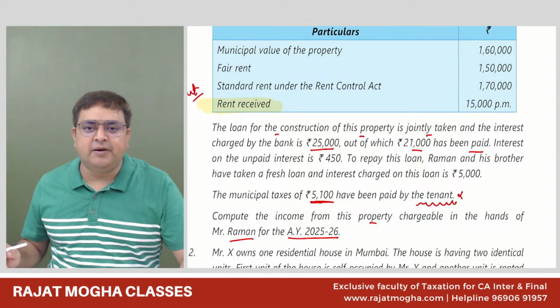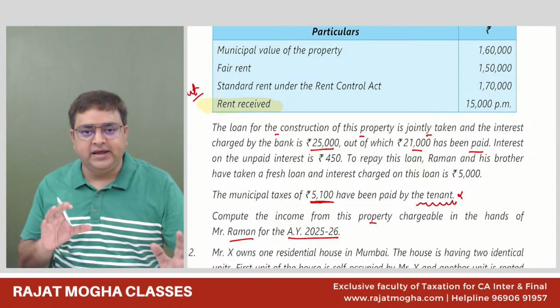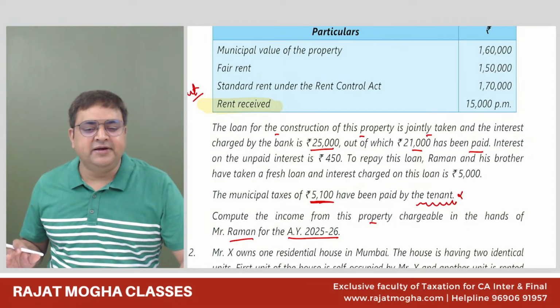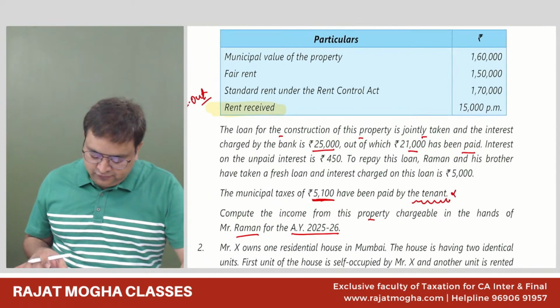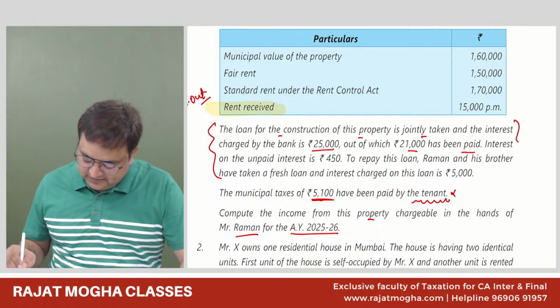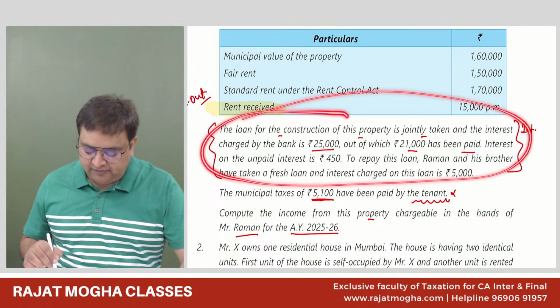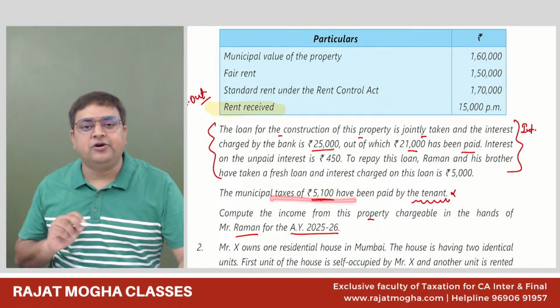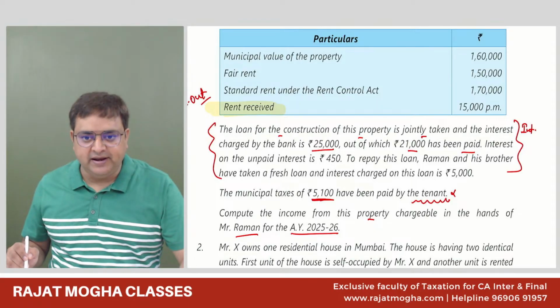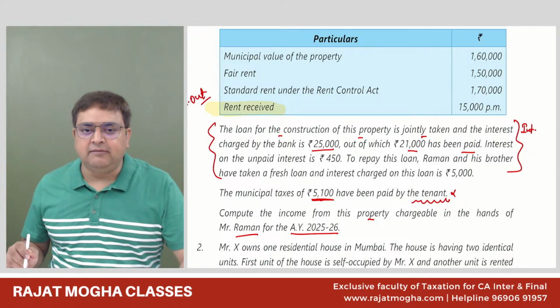So just for Raman, we have to compute the income. Before we compute for Raman, first of all, we have to compute the house property income on a consolidated basis as a single property, and thereafter we will split this. This paragraph is mostly about interest, so we will see it once again when we will be calculating 24B deduction. Municipal taxes have been paid, but not by the owners. It is paid by the tenant, so will not be allowed. And we have to compute the income of only Raman. So let us first compute the income of the house property in total.